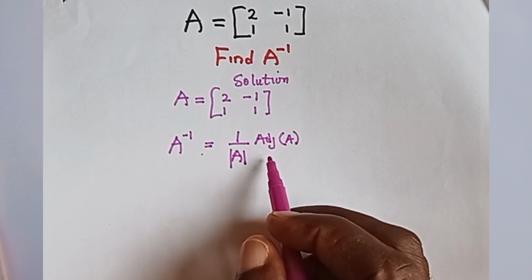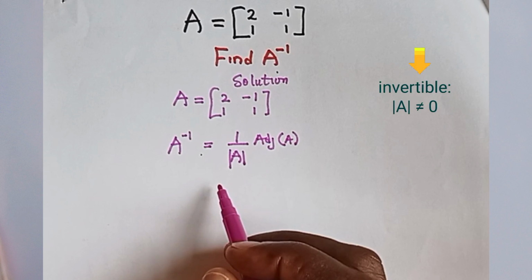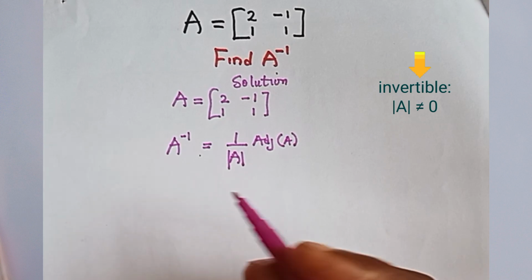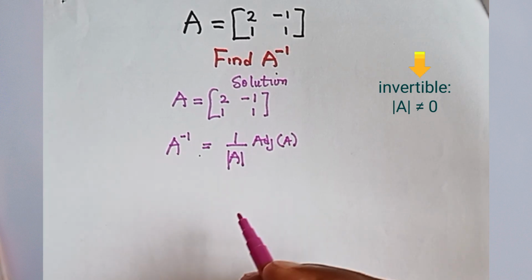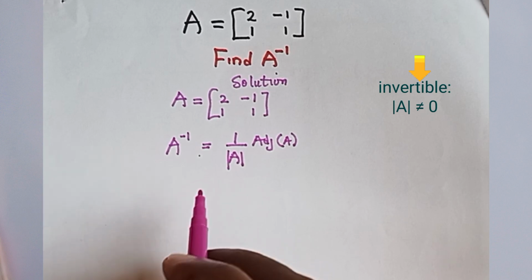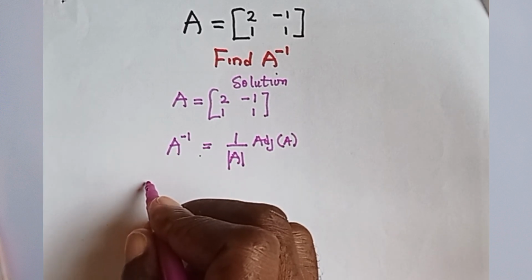Before we even start to use the formula, we have to check if the matrix is invertible. When the matrix is invertible, it means the determinant is not equal to 0. So we have to find the determinant first. If the determinant gives us 0, it means this matrix is not invertible. So let's find the determinant.